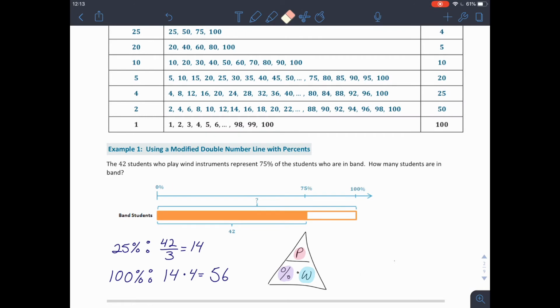Now that's just one mental math strategy of trying to solve this problem. If instead you knew that we have here a part and a percent, you could have taken your part and divided it by your percent, so 42 divided by 75 hundredths, and you'd end up with the same thing, 56. Because 75 hundredths is 3/4, so I'm really doing part divided by 3/4, so I end up dividing by the 3 and multiplying by the 4.